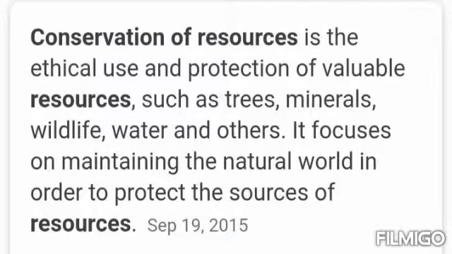Here is the definition of resource conservation. Using the present resources very carefully and even giving them time to get renewed is called resource conservation. We can use the resources at present, but we should not forget that we need to preserve these resources for our future generation too.